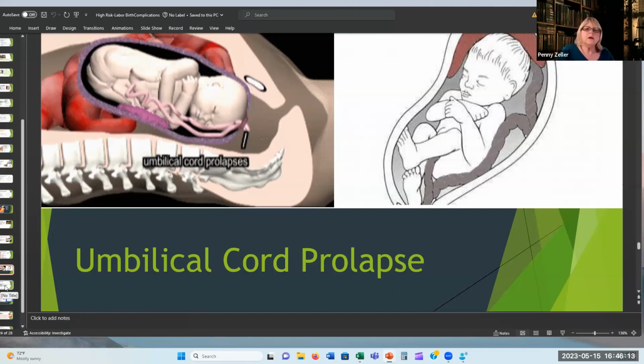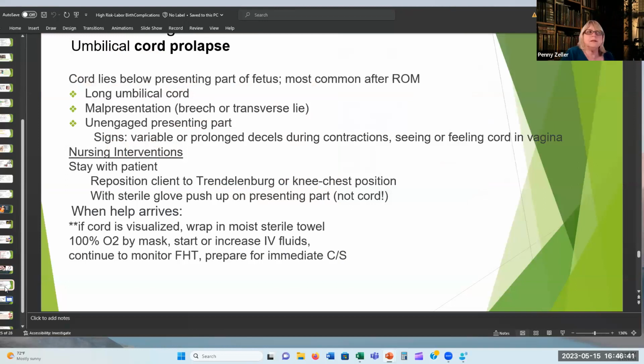Good, good, yes. So if you see this, what would you see on the monitor? The variable or prolonged decels. Okay, variables and decelerations, because you can see how the head is pressing against that cervix or that umbilical cord. So that stops blood flow to the fetus. So you're going to see the V-shaped decelerations. So the very first thing we do need to do is to stay with the patient and reposition. So knee chest position.